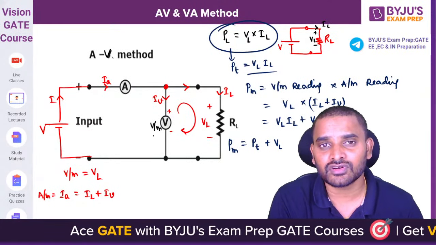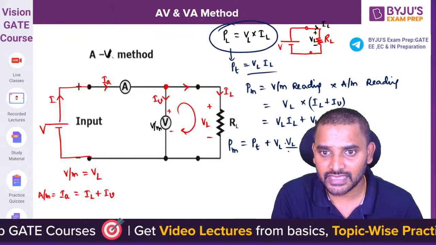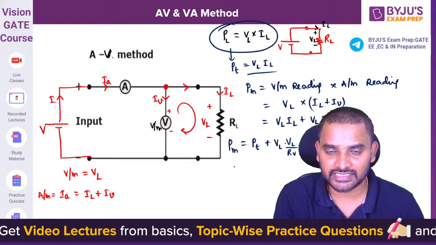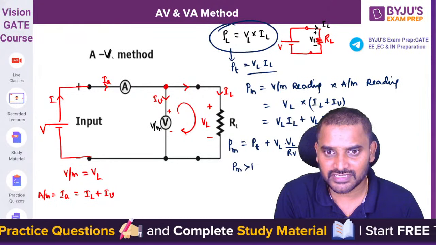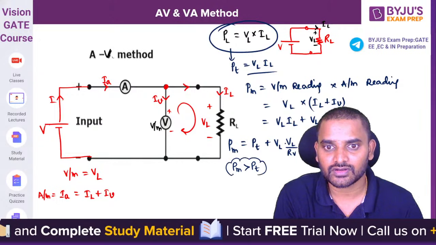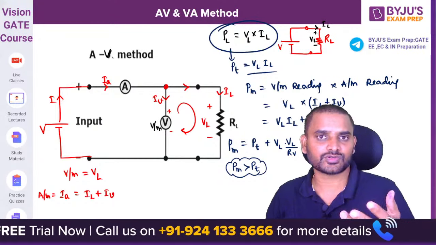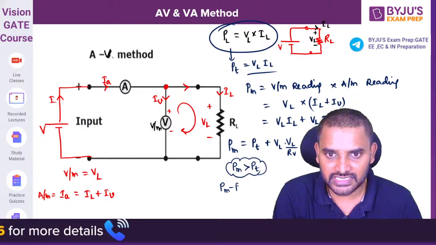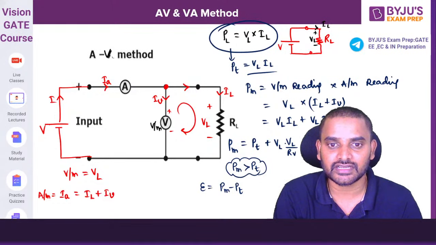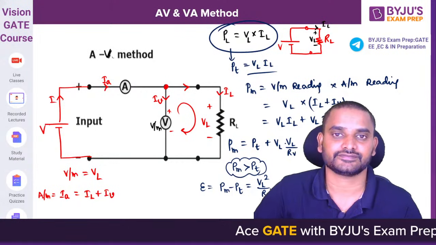The current flowing through the voltmeter, I am writing it as VL by RV. So here I can say measured power is greater than the true power. No doubt, measured power is greater than the true power. If measured power is greater than the true power, error is going to be positive. Now PM minus PT, this is your absolute error, and that value is equal to VL square by RV.